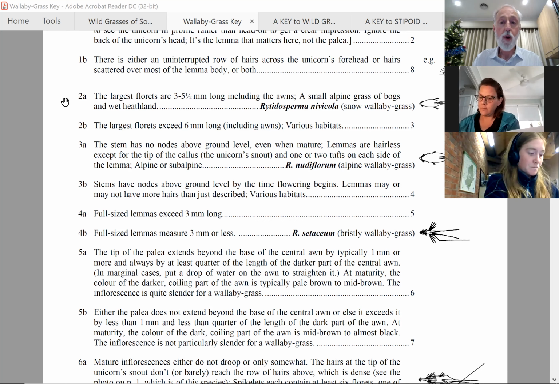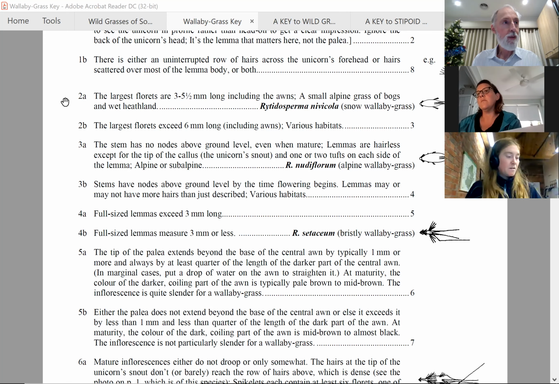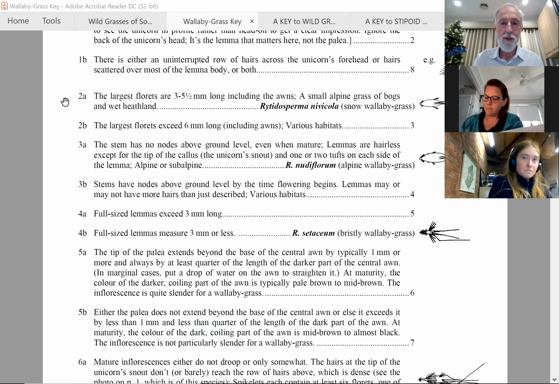It's not Ritidosperma nivicola, the snow wallaby grass, which has by far the smallest seeds of any wallaby grass, but not compared with the Ritidosperma australe that I said was austral sheep's grass, or southern sheep grass. Yeah, southern sheep grass. It also has really tiny seeds.